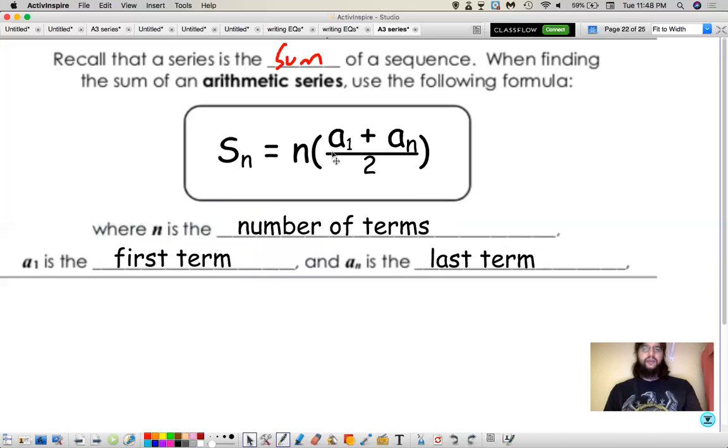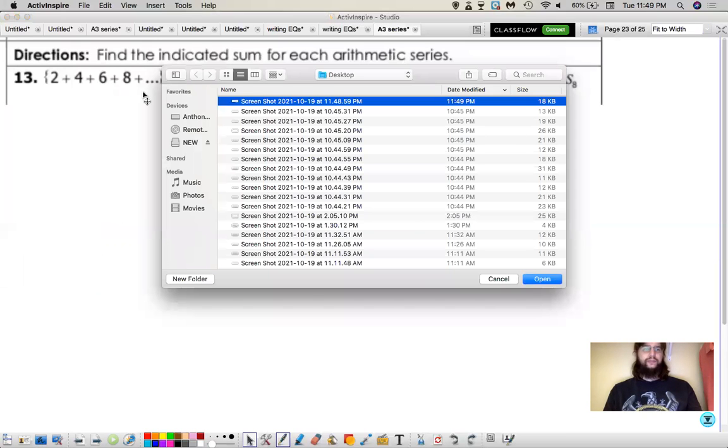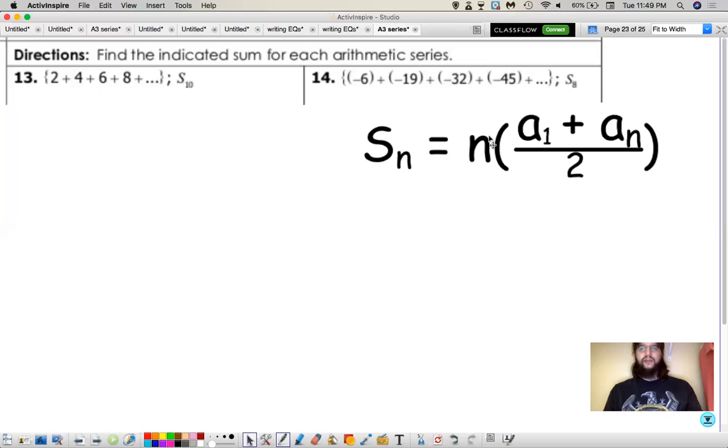So let's apply this formula. I'm going to take a screenshot of it so I don't forget it. So there we go. This is what we're going to use. S sub n, the partial sum, is equal to n times a1 plus an, over 2.